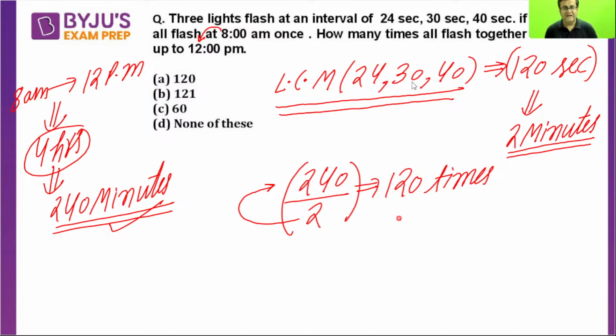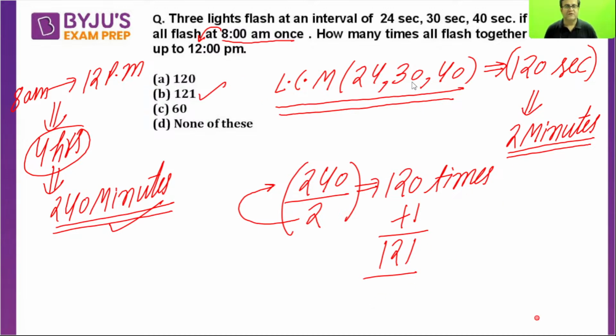And one time initially at 8 a.m., you will have to add. So total 121 is the number of times that from 8 a.m. till 12 p.m. all lights flash together. If they say they flashed together at 8 a.m. once, and ask between 8 to 12 how many times, then it could be 120.